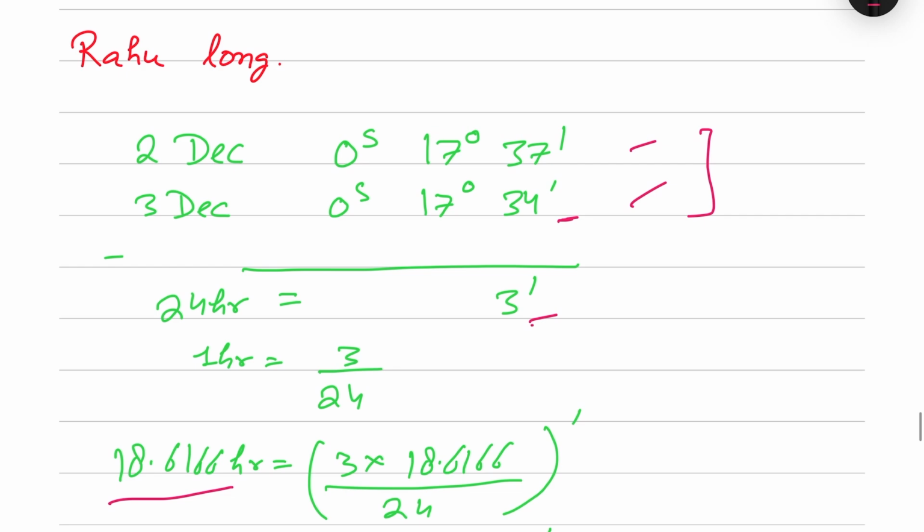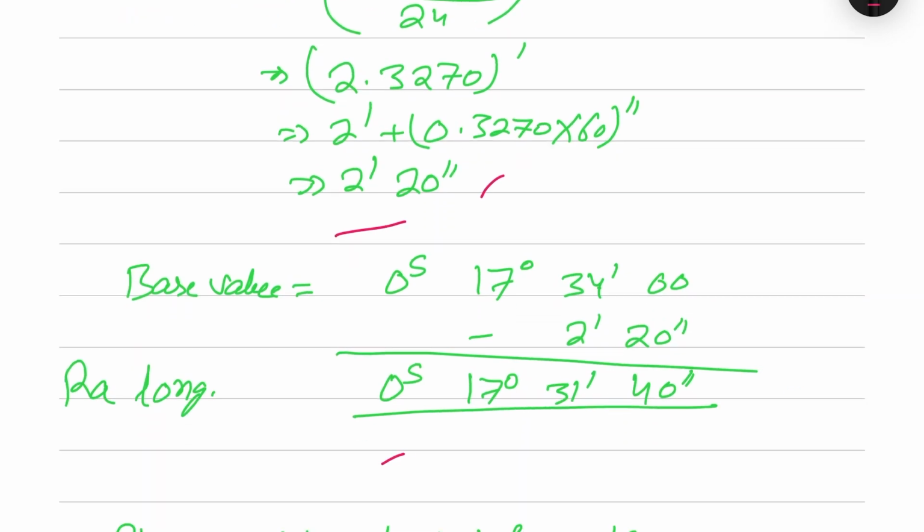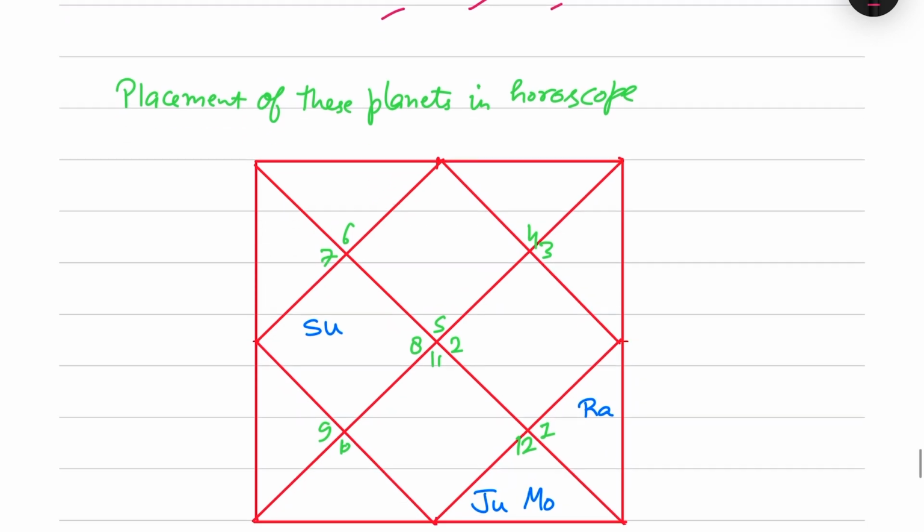Since it is a retrograde motion, we will subtract whatever value we received for the 18 hours from the base value. We get 0 signs, 17 degrees, 31 arc minutes and 40 arc seconds. Any planet which is retrograde, we have to subtract from the base value. So now we'll do the placements.